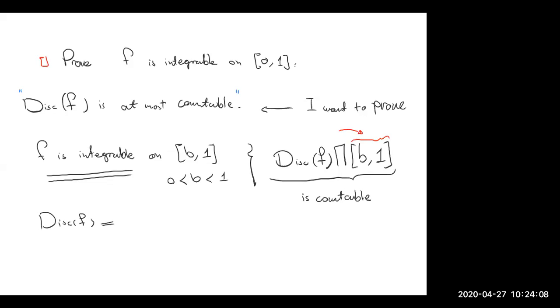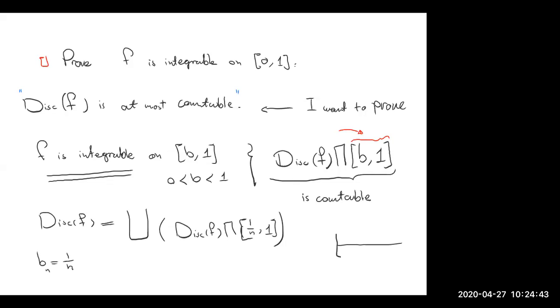Okay. On the other hand, if I look at all of the discontinuous points of f, it is a union of discontinuous points of f intersection with b to 1, where b is getting closer and closer to 0. But I can choose one specific b. I can take b to be 1 over n. So maybe b_n to be 1 over n. So I can look at these intervals 1 over n to 1.